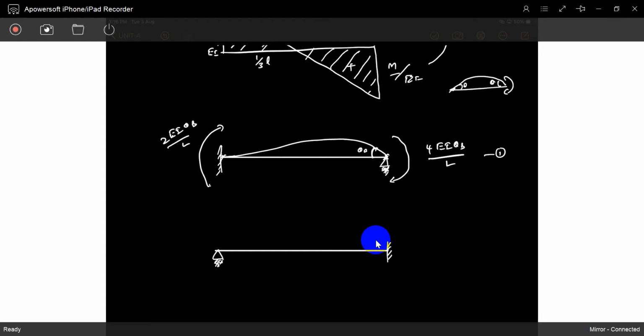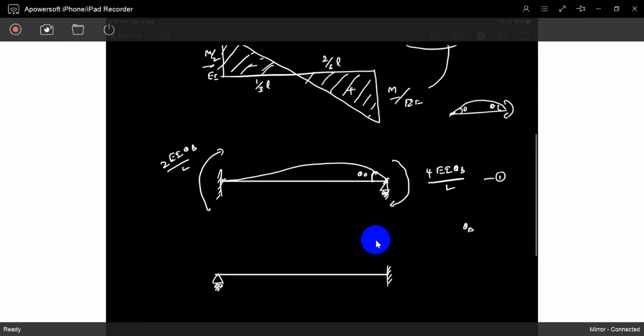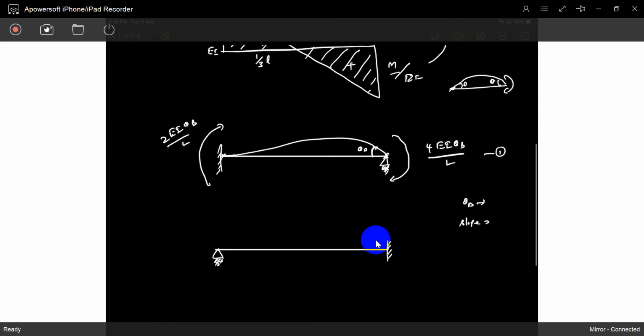Okay. So clockwise, I will give clockwise. See theta B, the slopes are clockwise. I will give clockwise. Same in this also, clockwise. I will give theta A. This is joint A. I will give theta A rotation at the joint A.